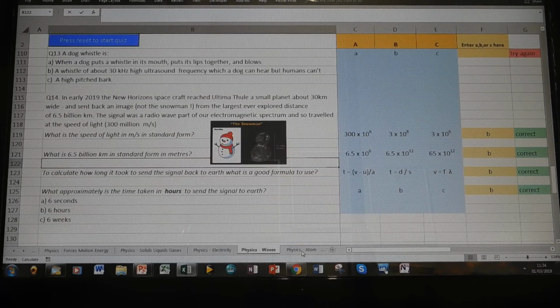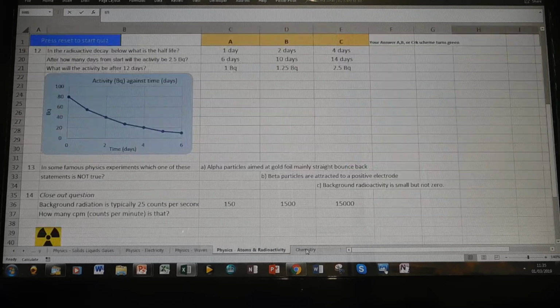And move on: electricity, waves. With waves, I like to introduce throughout the spreadsheet little examples from real life, and this is Ultima Thule, and just a little question about distance and the time it takes the signal to get back, and converting it to standard form and so forth.